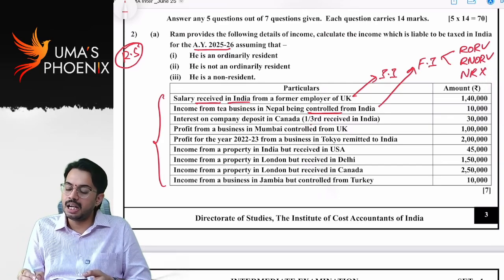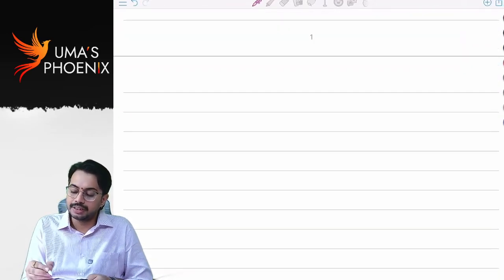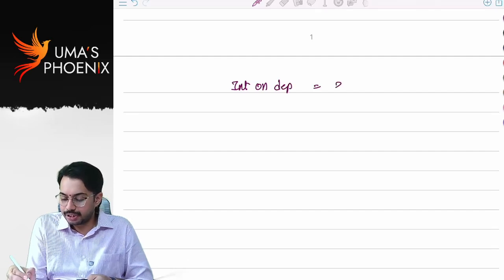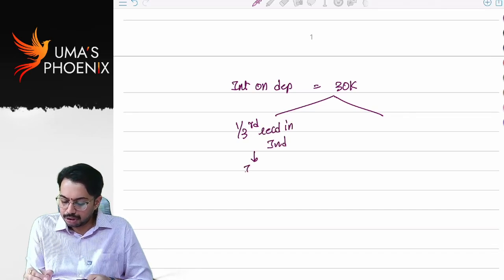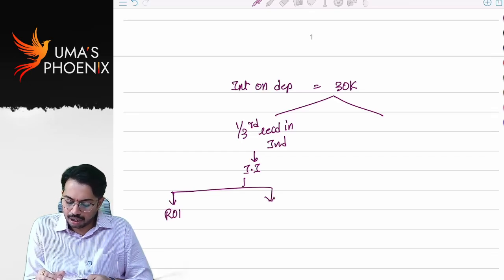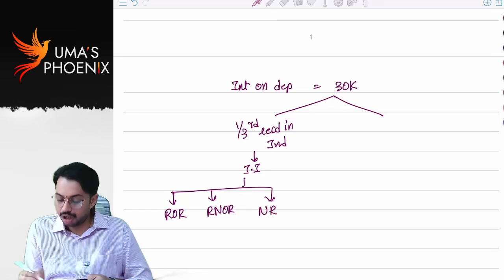Interest on company deposit in Canada. How much is the interest on deposit? Interest on deposit is 30,000. Out of 30,000, one third is received in India. The moment it is received in India, it amounts to Indian income. If it is Indian income, it is taxable for all: ROR, RNOR as well as non-resident.